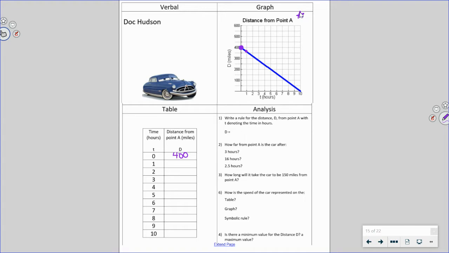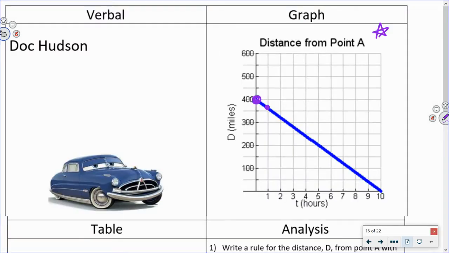After 1 hour, where is he? It's a little above 350. Is it 355? Is it 360? Is it 362.3798? That's going to be hard to figure out. Well, let's try to find some other nice points. Analyze that graph. Oh, there's a nice one.